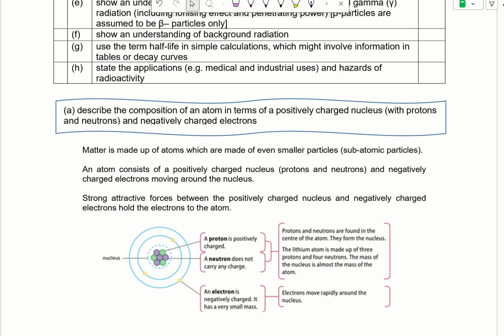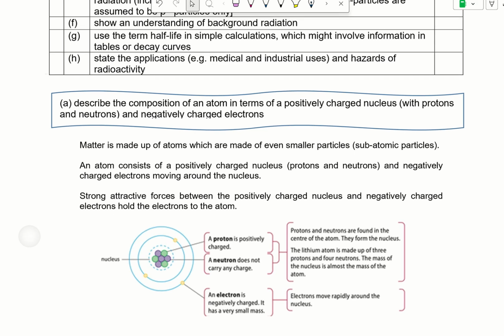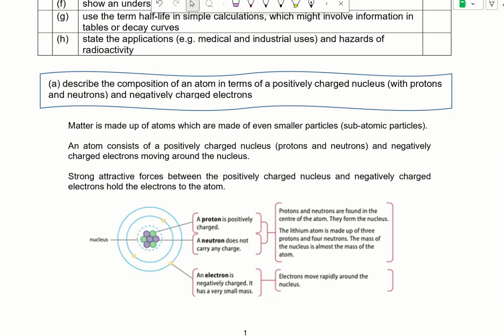in terms of a positively charged nucleus. You learn it in chemistry that inside the nucleus there's protons and neutrons, and in the outer orbit, you have a lot of negatively charged electrons. So this is basically chemistry. All these smaller particles are called subatomic particles. It consists of a positively charged nucleus, which is protons and neutrons. Neutrons have no charge, protons are +1, and negatively charged electrons are -1.